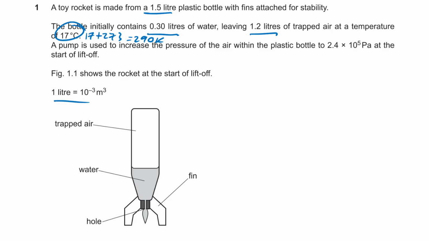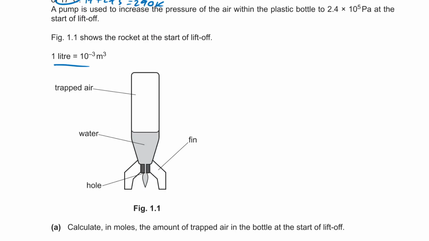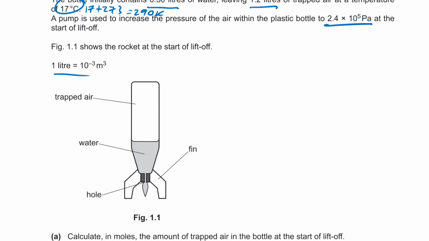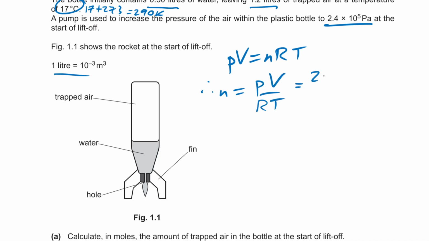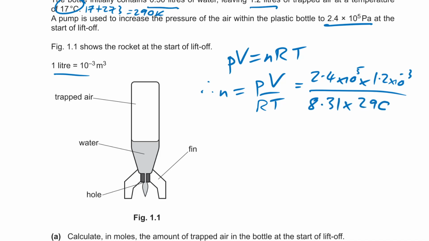What are we being asked first? Calculate the number of moles of trapped air. Oh, forgot we have a pressure there. So we're going to go for PV equals nRT. We're looking for n, so n is equal to PV over RT. That's going to be our 2.4 times 10 to the 5 times the volume. That was 1.2 litres, but each one of those is times 10 to the minus 3 metres cubed. Then we divide by our gas constant times the temperature, which has to be in Kelvin.